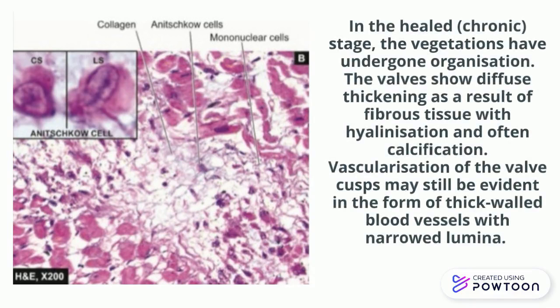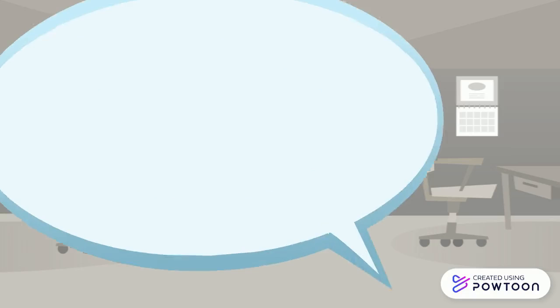In the healed chronic stage, the vegetations have undergone organization. It shows diffuse thickening as a result of fibrous tissue with hyalinization and often calcification. The vascularization of the valve cusps may be evident in the form of thick-walled blood vessels with narrowed lumina.